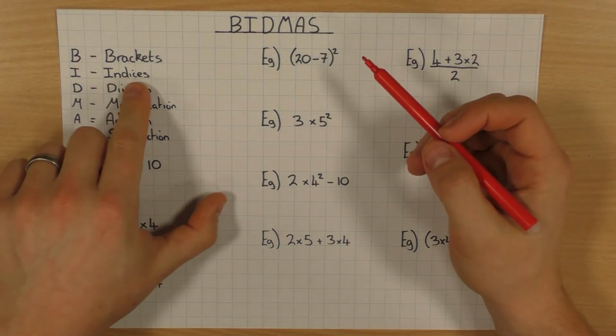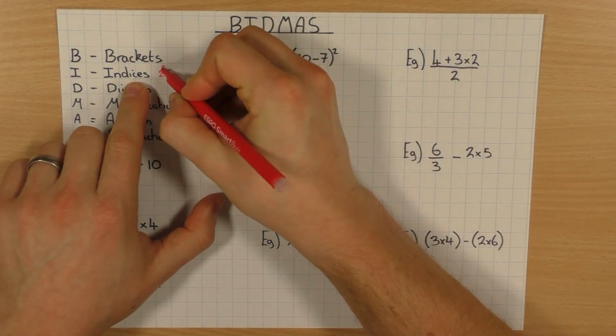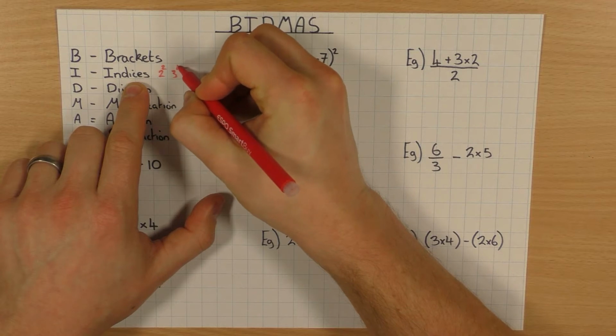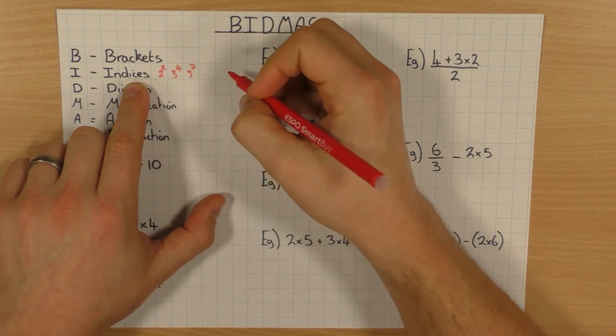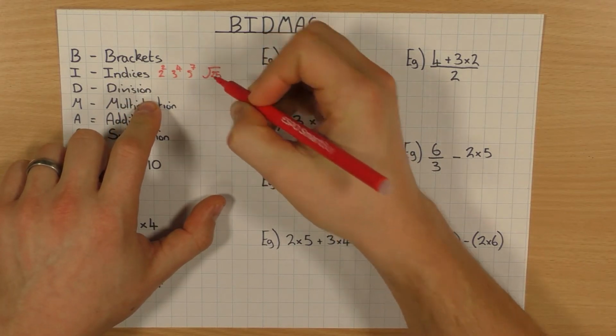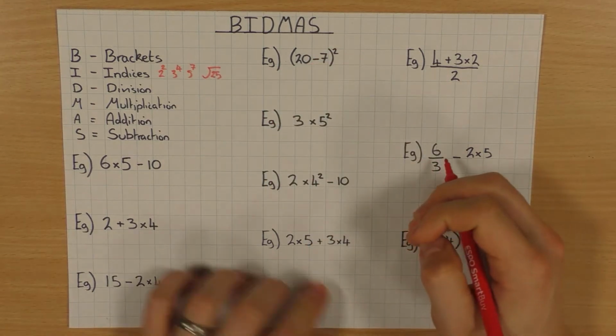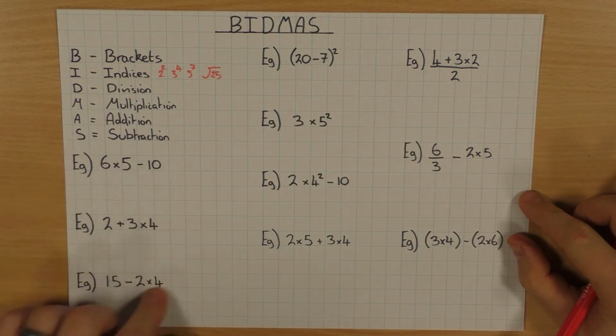One thing I will just mention: indices, if you're unsure what that means, are your powers, so 2 squared or 3 to the power of 4 or 5 to the power of 7. But also square roots, for example the square root of 25. If you see a square root or cube root, that comes under indices. Okay, let's get cracking then.